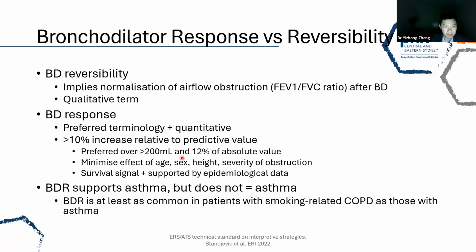So it's preferred over the previous recommendation. The rationale is that it minimizes the effect of age, sex, height, and the severity of obstruction. And it's better supported by epidemiological data in terms of the survival signal compared to the previous 200 mL and 12% absolute value change. This is a reminder that bronchodilator response supports asthma but does not equate to asthma. Bronchodilator response is also observed, and almost at least as common, in smoking-related COPD as in those with asthma.